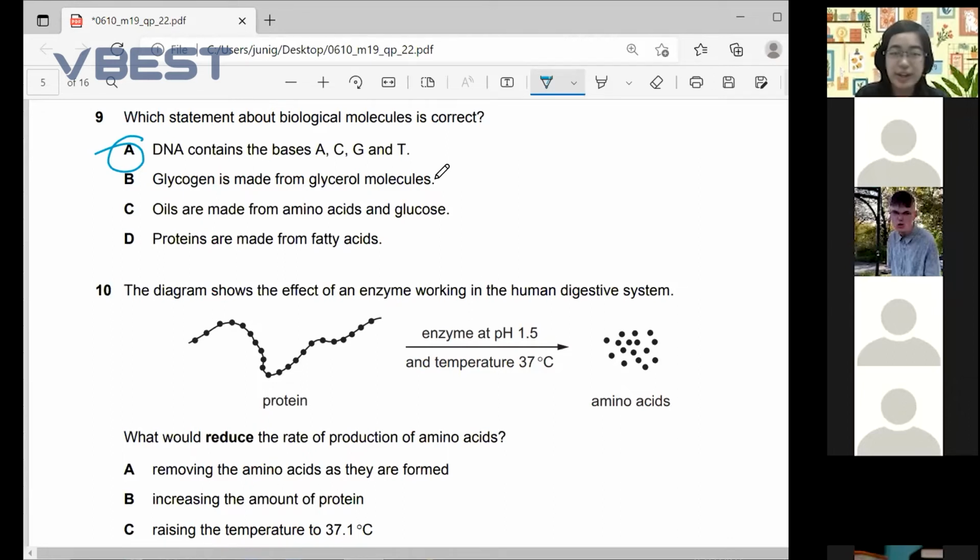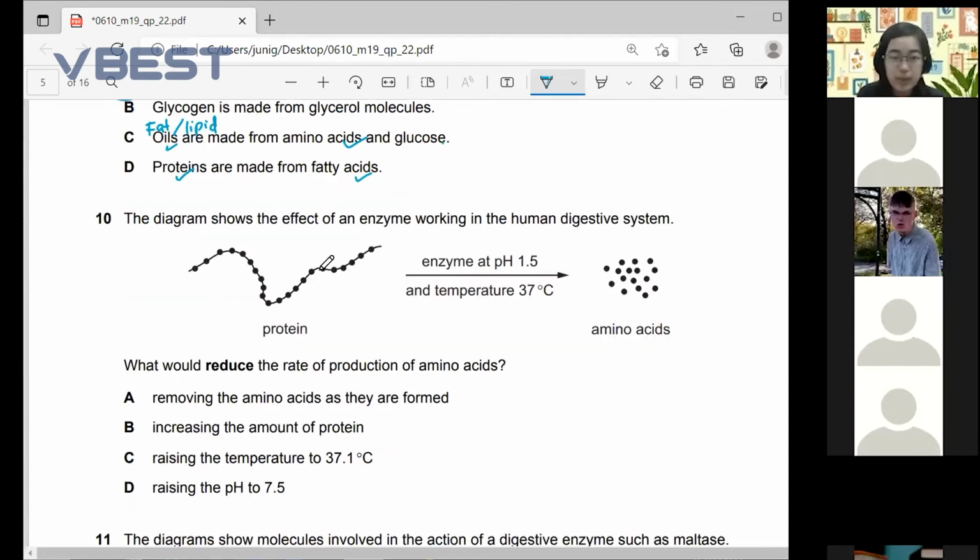Glycogen and glycerol are different things. For C, oils are made from amino acids and glucose. No, amino acids are protein, glucose is carbohydrate, oil is fat. Completely different things. And proteins are made from fatty acids. Once again, we're talking about different nutrients, protein and fat. These things don't crisscross each other.